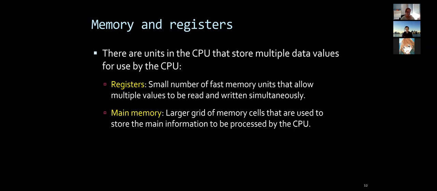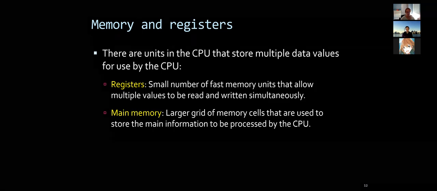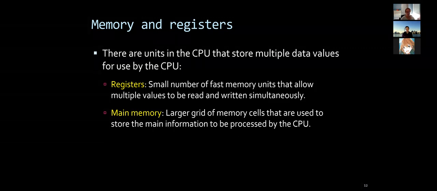The main memory is much larger. It has tons of memory cells. I'm going to cover that in some detail later on. It is used to store the main information to be processed by the CPU. It stores the whole working set essentially for this data set. Because if it doesn't, then your application is probably going to work very slowly. If you're going to permanently go to disk, it's going to be very slow, right?